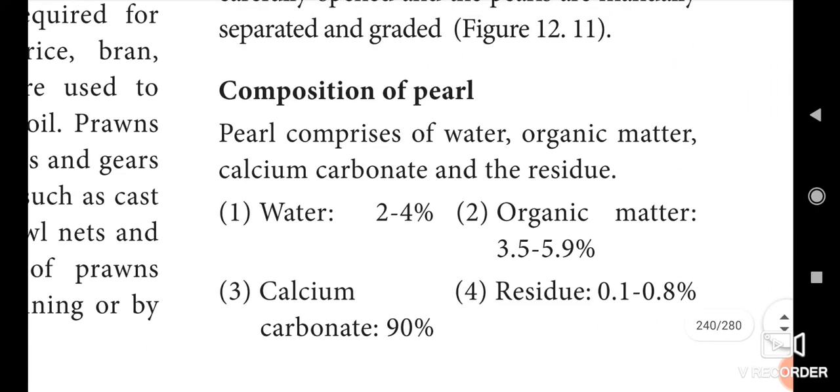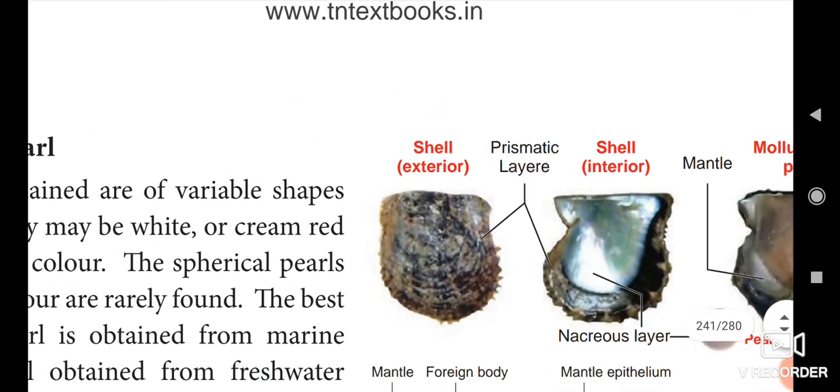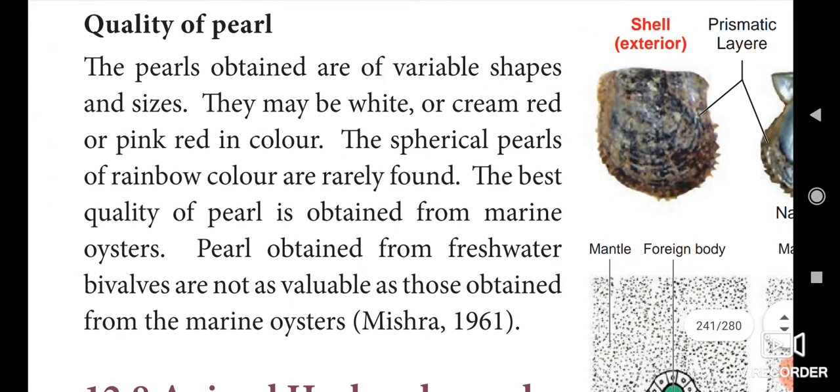Next we see the composition of pearl. The components present in pearls are water, organic matter, calcium carbonate and other residue. Here water, 2 to 4%, is present in the pearl, organic matter 3.5 to 5.9% is present, then calcium carbonate 90% is present. The remaining residue is 0.1 to 0.8%.